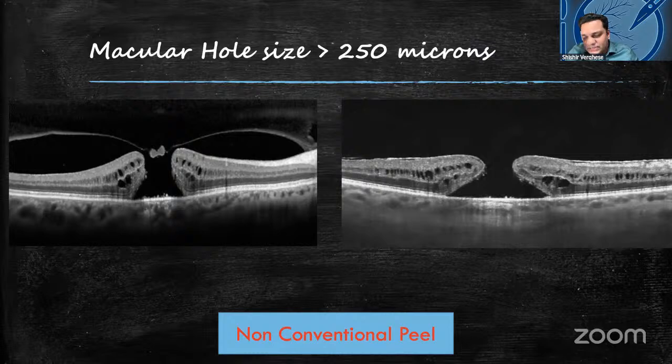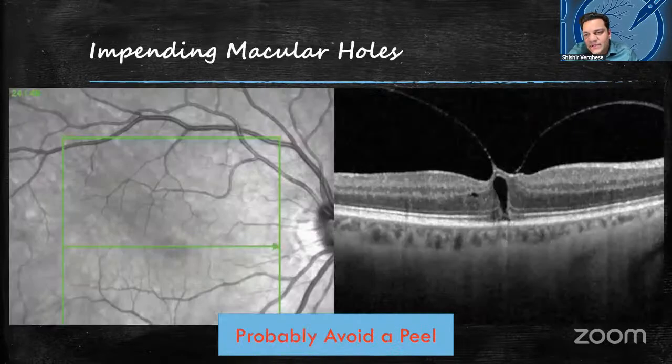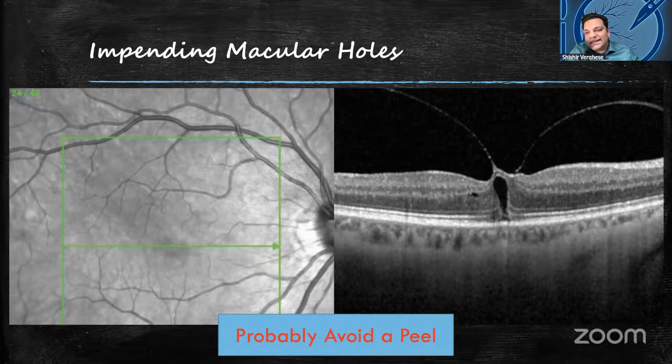And then again, one of the questions was, where would you not peel an internal limiting membrane? Probably something like this, where you have a little bit of the anterior posterior vitreomacular traction component, like an impending macular hole. In such a patient, I will just relieve the traction and leave it, and I would not do an ILM peel, because just a vitrectomy here would help in closing the macular hole.